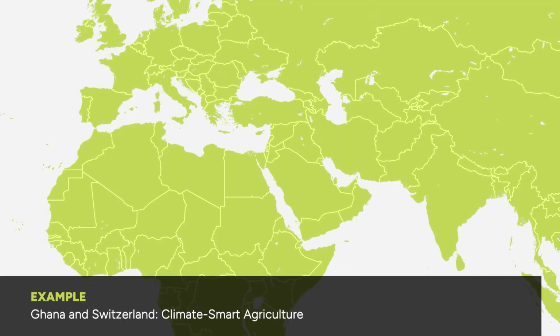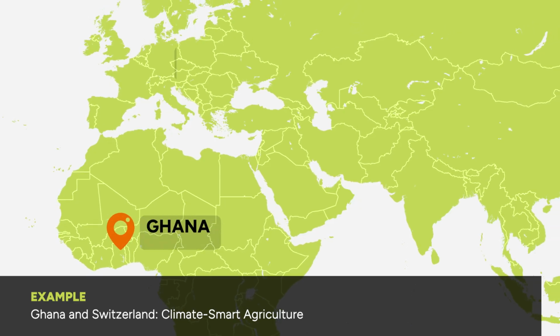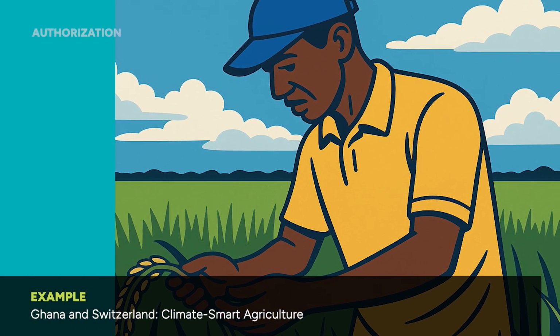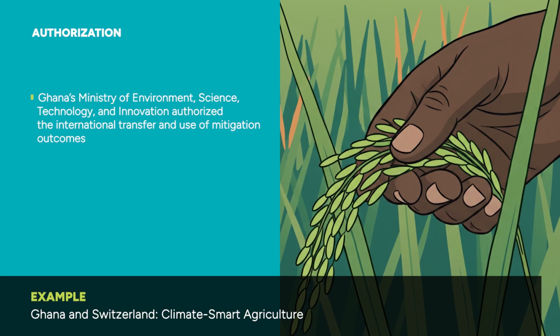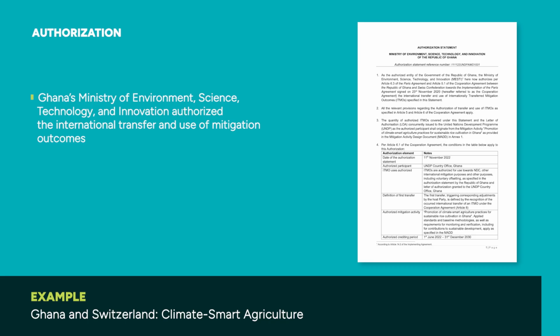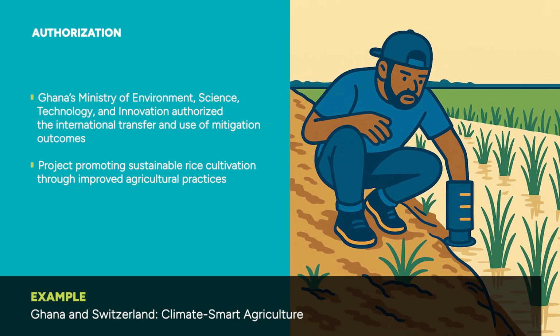Let's look at a real-world case of how countries are already operationalizing Article 6.2 and formalizing authorization through a clearly defined mitigation project. One of the first examples of how authorization is given under Article 6.2 comes from Ghana's cooperation with Switzerland, focusing on a climate-smart agriculture project. In November 2022, Ghana's Ministry of Environment, Science, Technology, and Innovation formally authorized the international transfer and use of mitigation outcomes from a project promoting sustainable rice cultivation through improved agricultural practices.